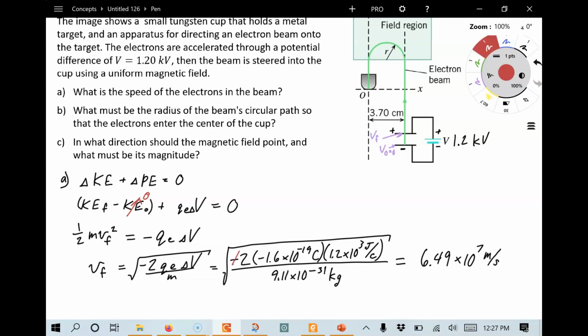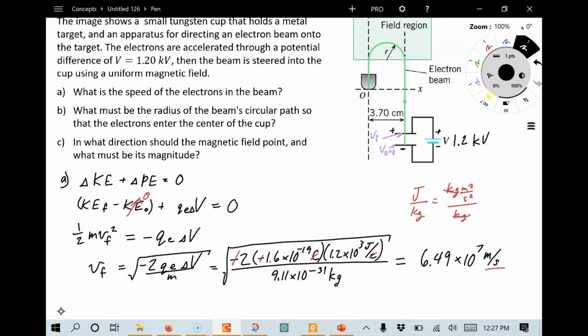We notice the negative signs canceled out, which is good. Coulombs canceled out, and finally a joule per kilogram. That is a kilogram meter squared per second squared divided by a kilogram. Cancel out our kilograms, and we're going to square root the meters squared per second squared, so we do come up with meters per second. Good. Let's look at the next part here.